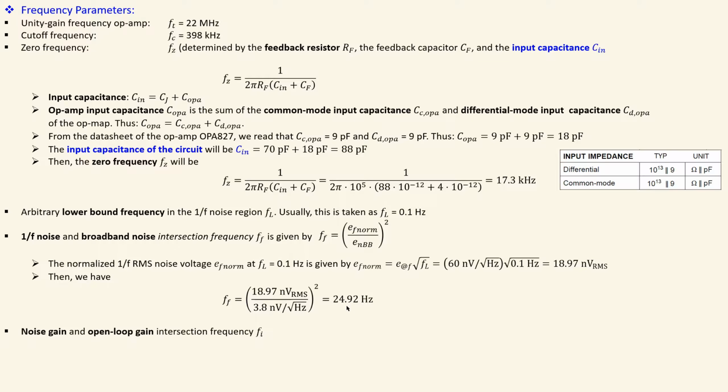Okay, the noise gain and the open loop gain intersection frequency, Fi, is given by this expression, and I will of course use again my feedback capacitor and also my Cin and also the unity gain frequency, and I will have this value, which is then 957 kilohertz. Okay, this is then for now for the frequency parameters.